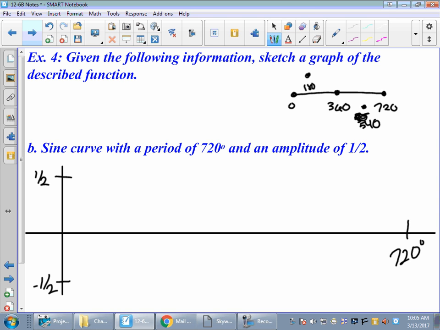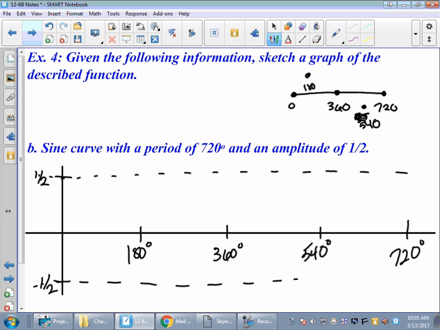I'm going to eyeball halfway, call it 360. Eyeball halfway again, 180. And eyeball halfway again at 540. That is 270 there, and that is 540. And then we get our 5 points for our sine curve. I do want to make my guidelines going from a half and a negative half. So it's going to be one great big peak and one great big valley.